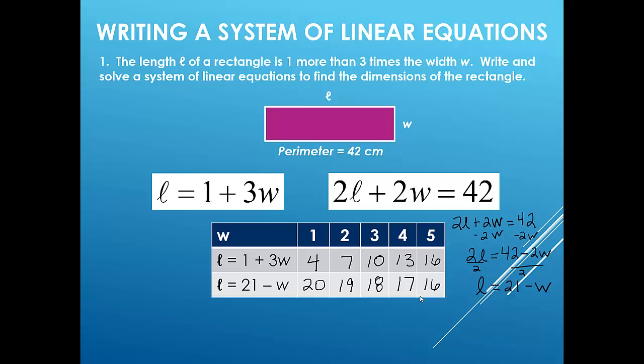You can see from our table that when we plug in 5 for W, L equals 16 on both of our equations. This means that W, or the width, is equal to 5 centimeters, and L, or the length, would be equal to 16 centimeters.